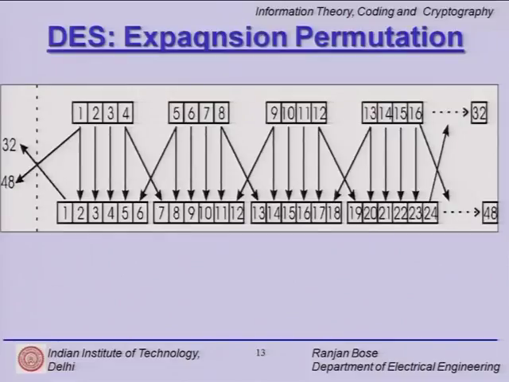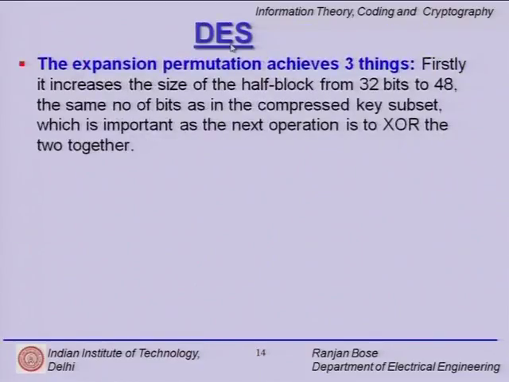We can look at it in terms of a diagram. So, you have these 4 bits and this fourth bit is replicated. Similarly, this fifth bit is replicated. So, we kind of expand. So, this is the expansion permutation. There is a spelling mistake here.